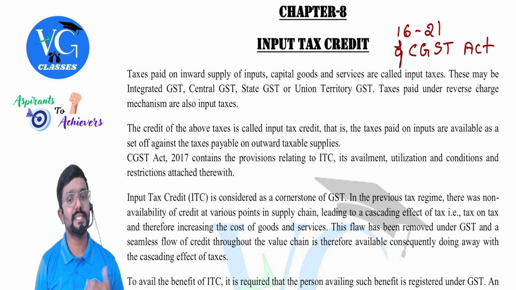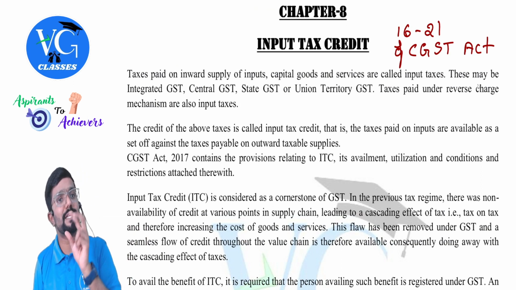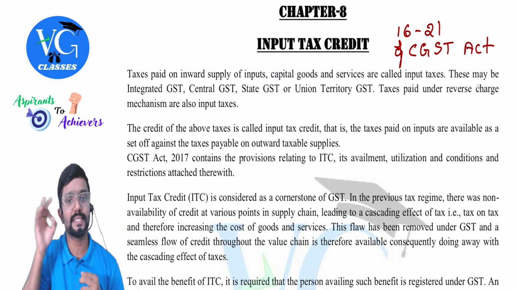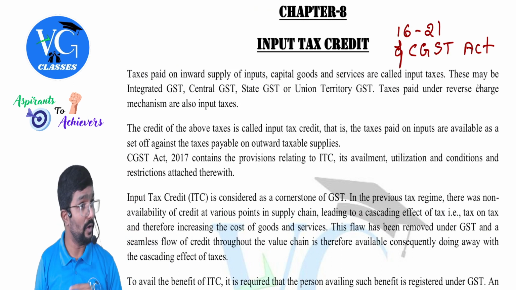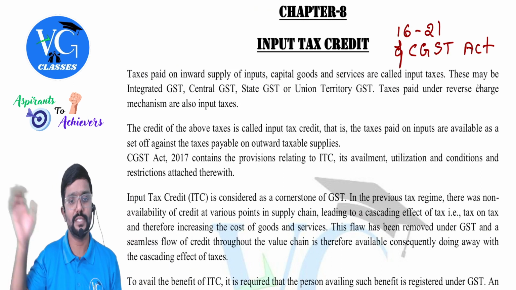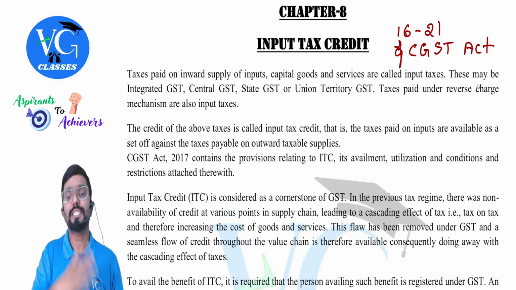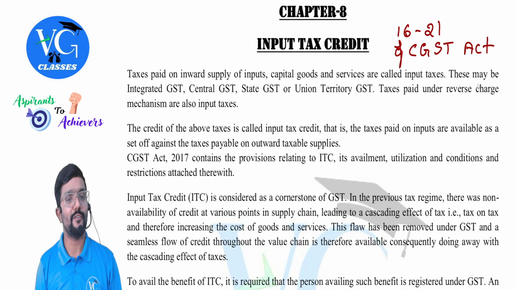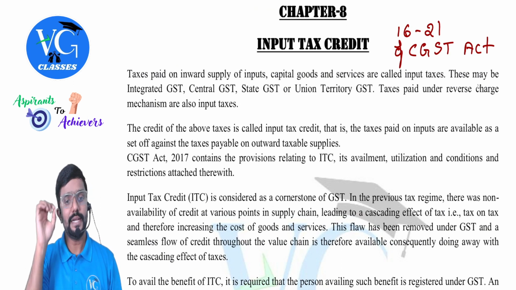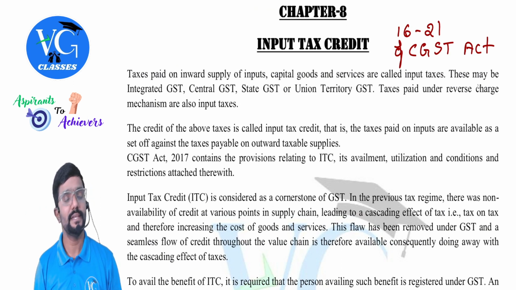The credit of the above taxes is called input tax credit. Whatever tax you have paid on your inward supply is called input tax, and the credit of that is called input tax credit. It is defined in the law. Very, very important definition, we will see that later. That is, the taxes paid on inputs are available as set off against the taxes payable on outward taxable supplies. The CGST Act 2017 contains the provisions relating to ITC, its availment, utilization, and the conditions and restrictions attached therewith.